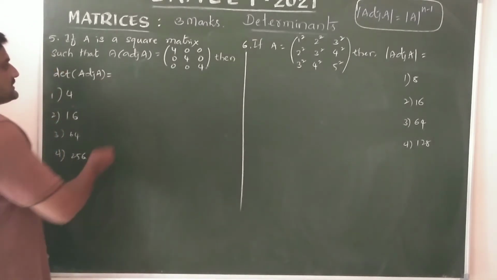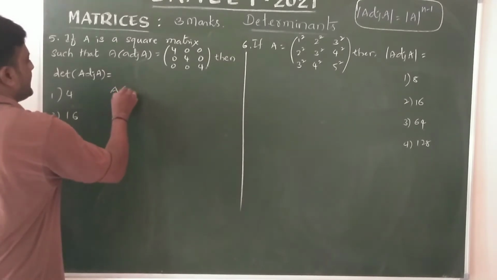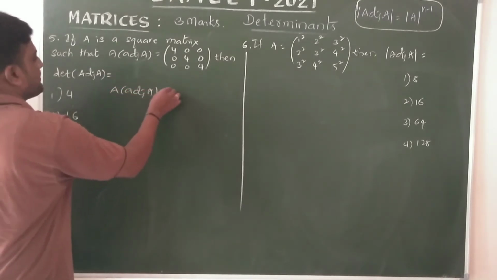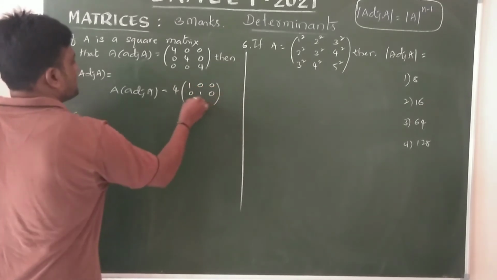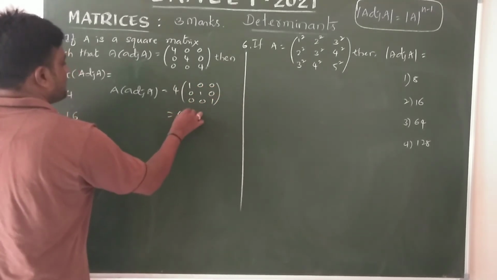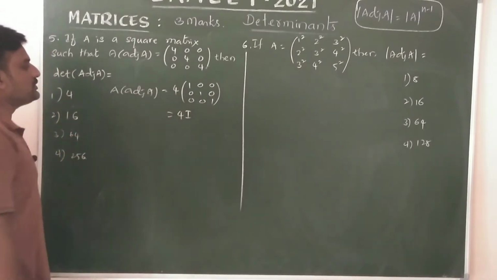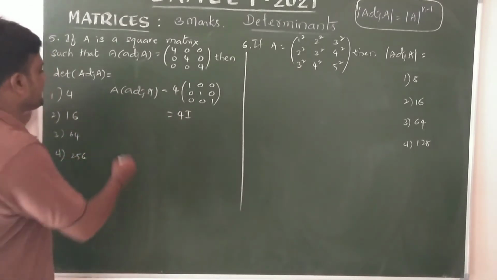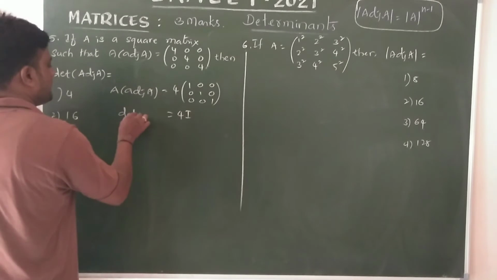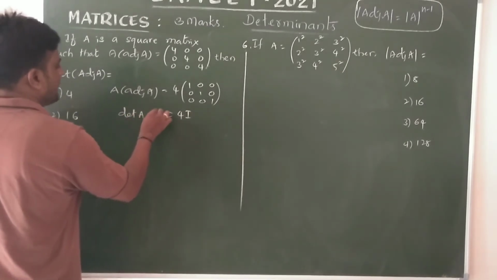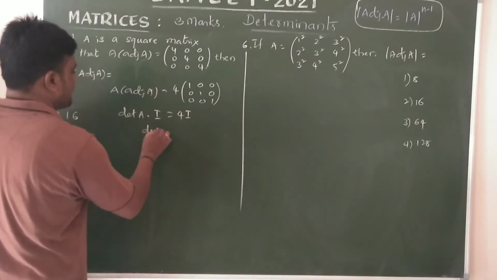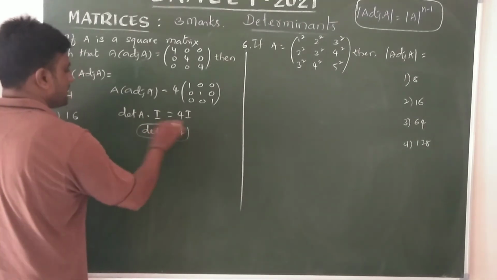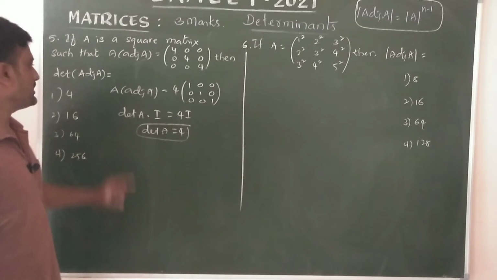We know A into adjoint A equals here 4 into the matrix 1 0 0, 0 1 0, 0 0 1, yes or no, 4 into I. Then A into adjoint A equals det A into I, yes or no. So I gets cancelled, then det A equals 4. Okay, det A equals 4, leave that.